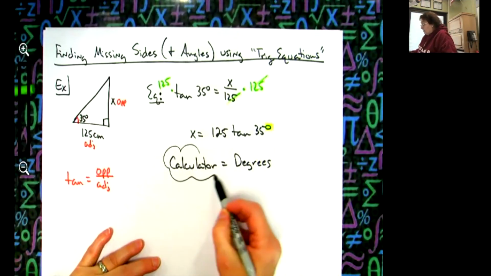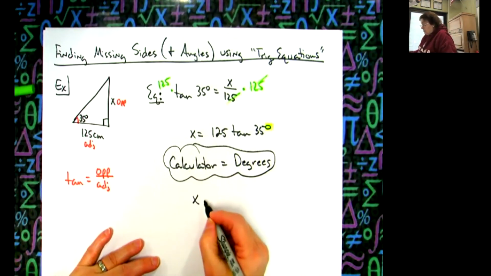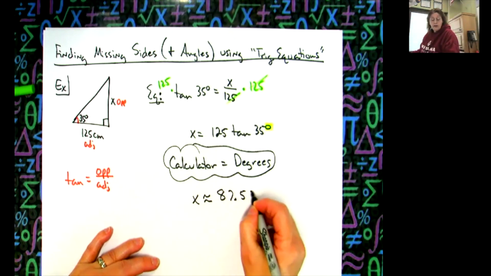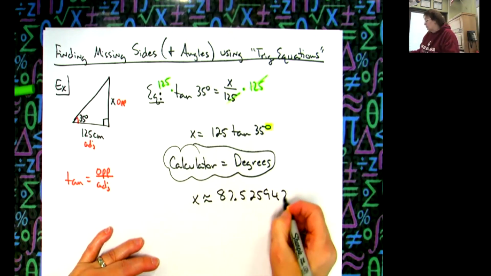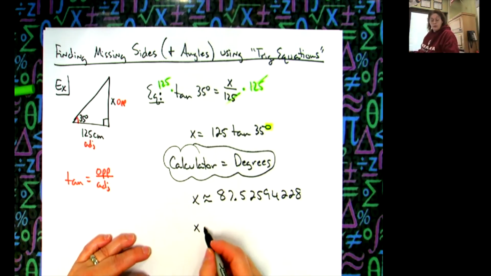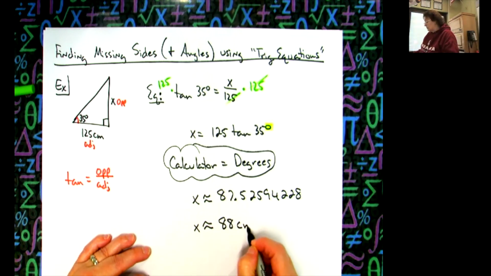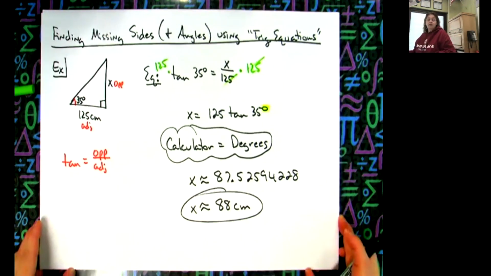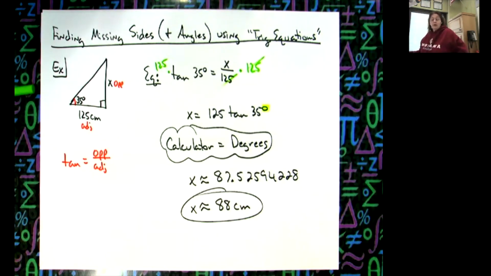So the calculator's got to be in degree mode. It turned out to be like 87.525942228. That would be the great big long one. If I'm going to round it or estimate it, I might go to 88 centimeters. Again, pay attention to whatever MyMathLab, or MathXL, I'm sorry, whatever MathXL tells you to do, round appropriately. So basically that's all there is to this.